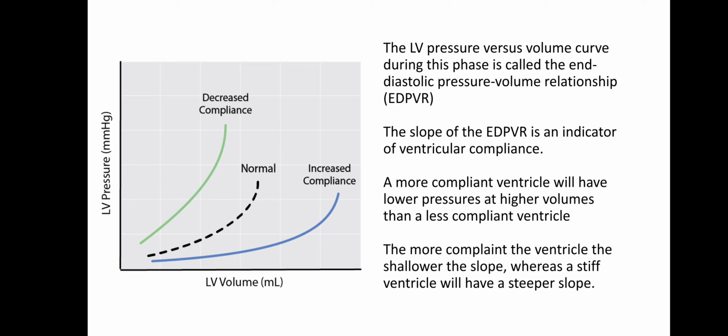I hope you have got that. The increased compliant ventricle will have decreased LV end diastolic pressure at higher volumes, while the decreased compliant ventricle will have higher LV end diastolic pressure at lower volume.